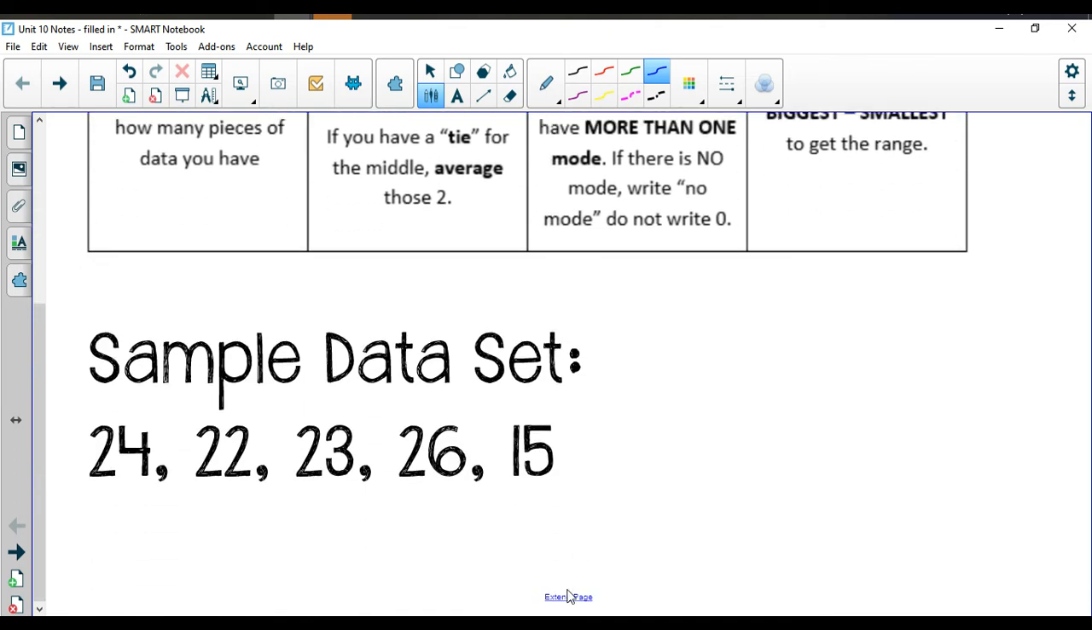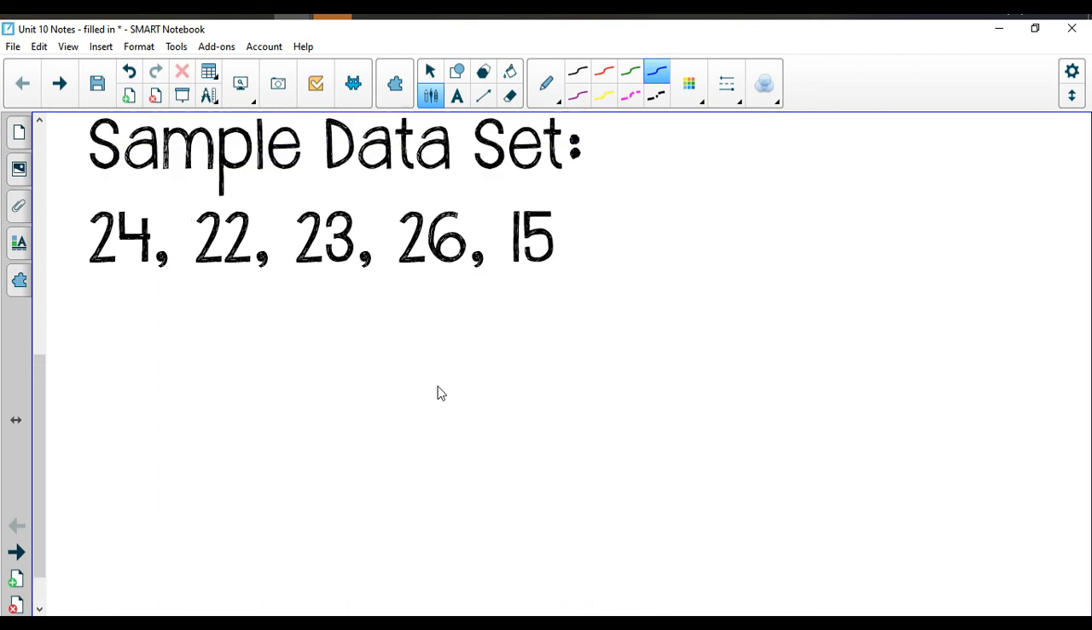So here's our data set that we're going to use for today. So in order to calculate the mean, what I'm going to go ahead and do is I'm going to add up the numbers that are on here. So 24 plus 22 plus 23 plus 26 plus 15. And I'm going to go ahead and write down that total, which is 110. And then I'm going to go back and divide by 1, 2, 3, 4, 5, because there are 5 numbers here. So if I do 110 divided by 5, I get 22 for my mean.